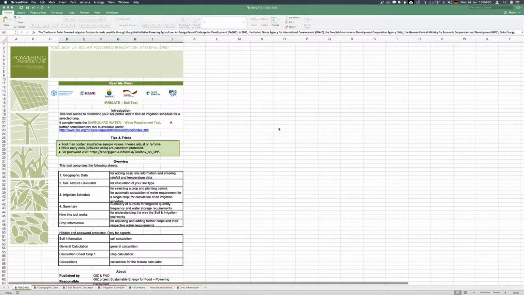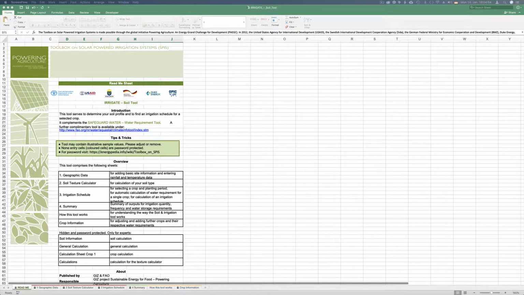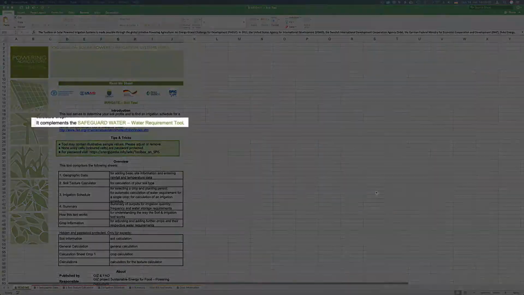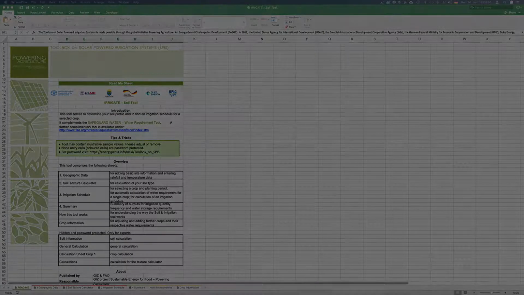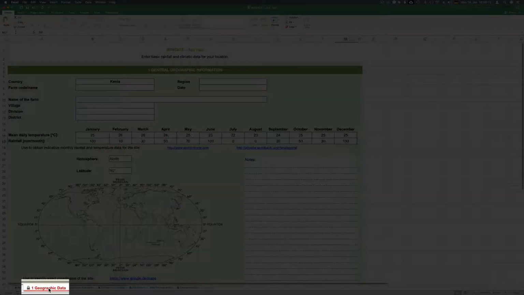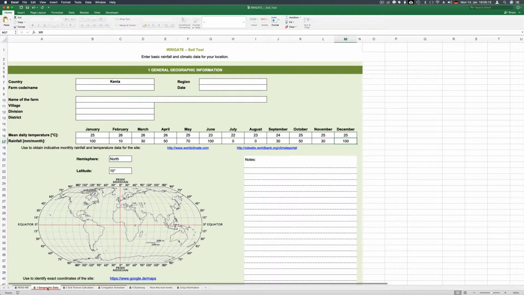We open the tool and go first to the README side. This tool serves to determine your soil profile and to find an irrigation schedule for a selected crop. It complements the water requirement tool where crop water requirements were determined. We move to the Geographic Data sheet and find some data already in there.